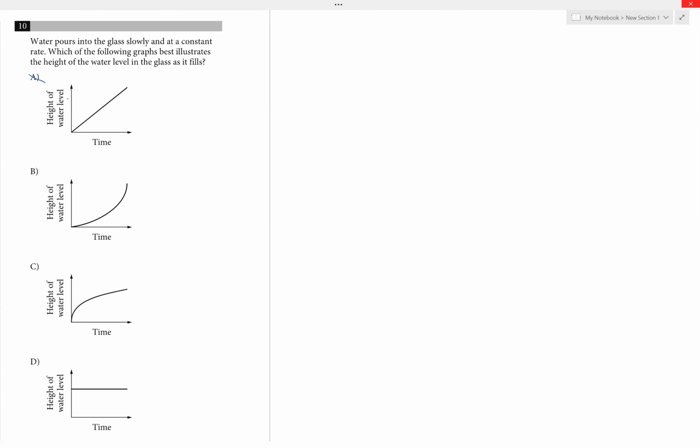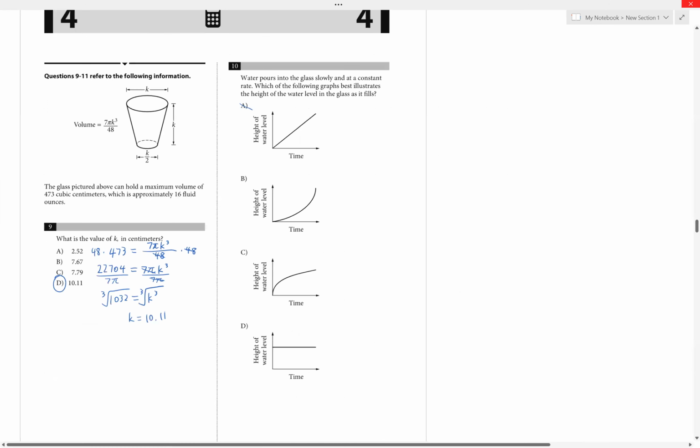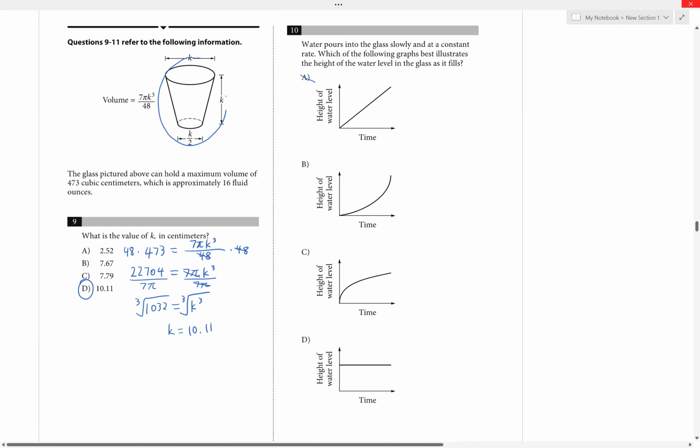Because if you look at the shape of the cup, this is actually like a trick question, right? See how the cup is not uniform, throughout the top and the bottom. We don't have a right cylinder like this. You see the cup here is wider on the top and narrower on the bottom, right?